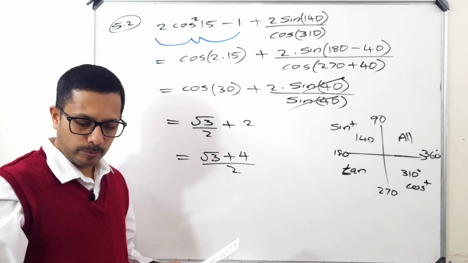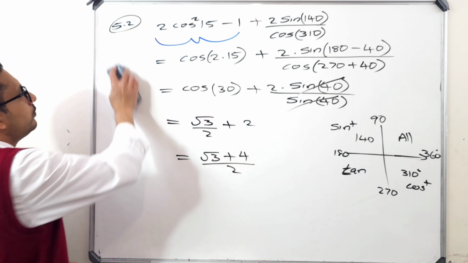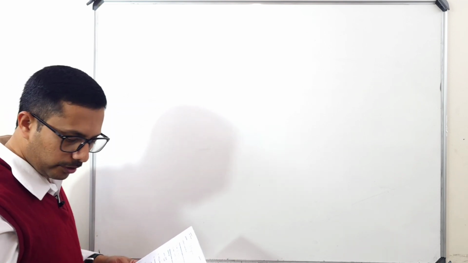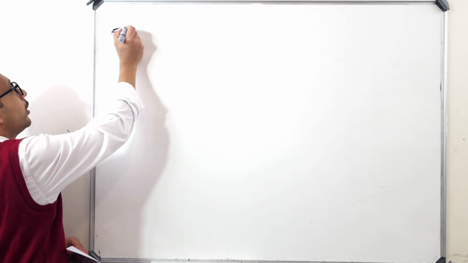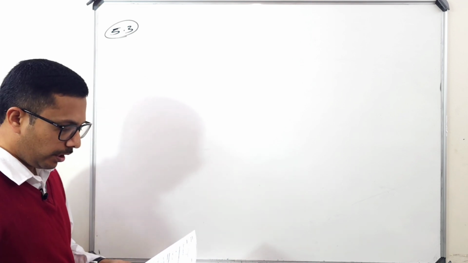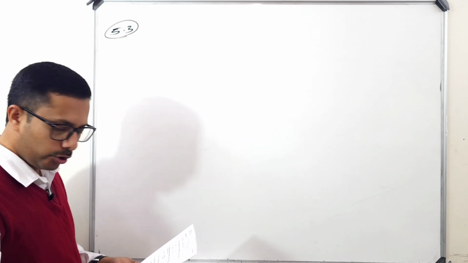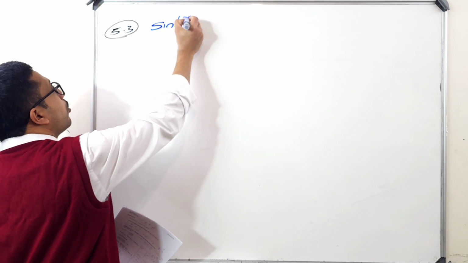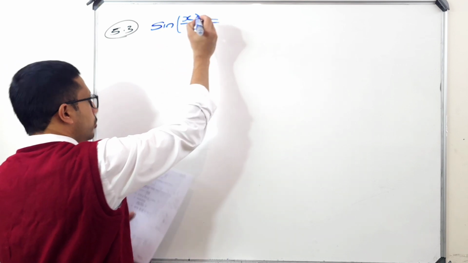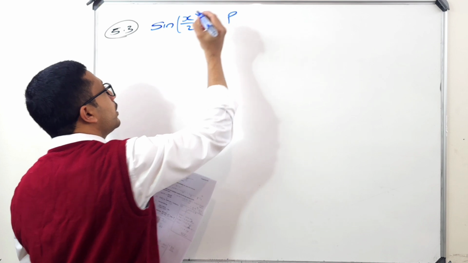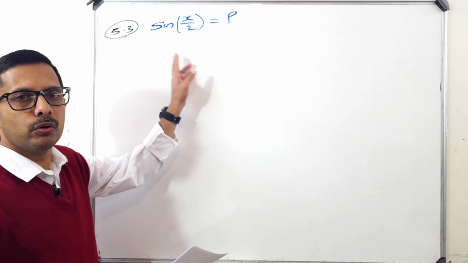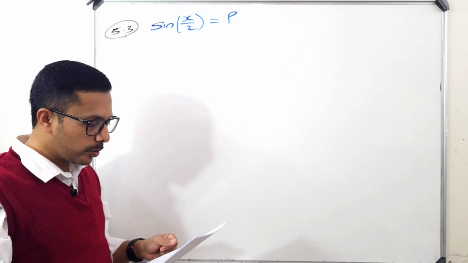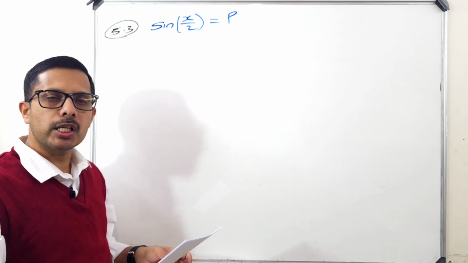Now let's move to the next question, question number 5.3. What is that question? If sin of x over 2 is equal to p, then express sin x minus 1 in terms of p.